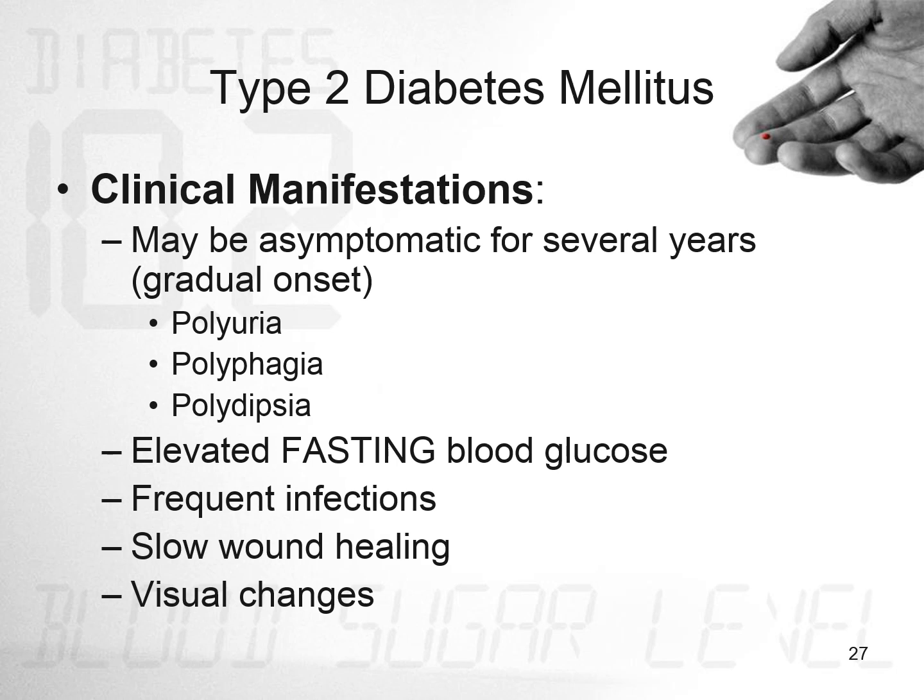So clinical manifestations of type 2 diabetes. These patients may actually be asymptomatic for several years because it's a more gradual onset process. But you're still going to eventually see polyuria, polyphagia, and polydipsia. It just won't be as quick approaching as it is with type 1 diabetes. And then, of course, they have elevated fasting blood glucose levels. They may show frequent infections, slow wound healing, and visual changes as well. And remember, our normal glucose is 70 to 100.